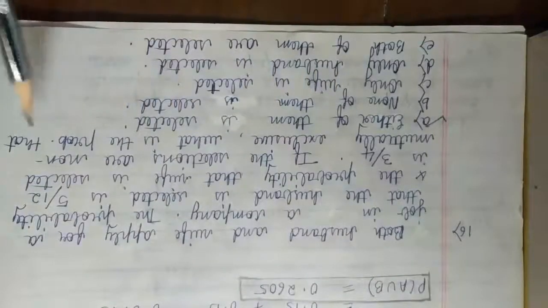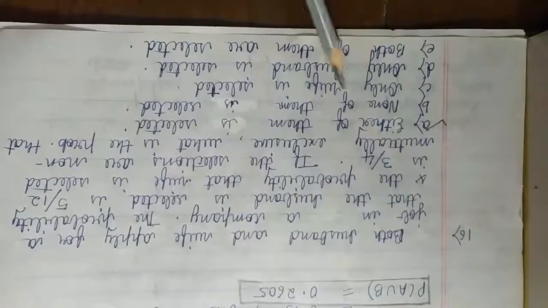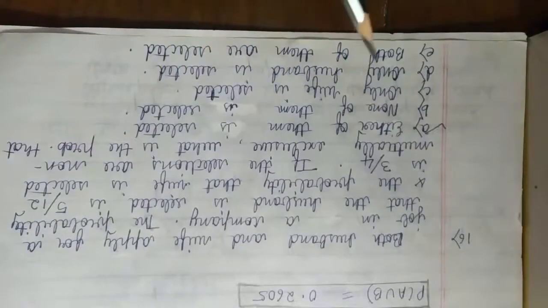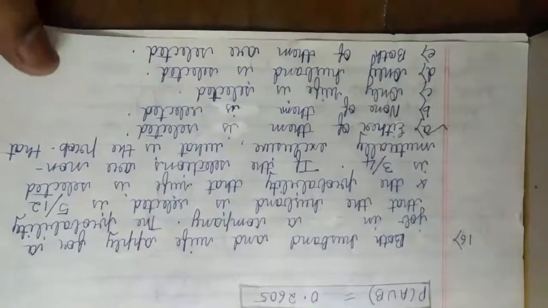What is the probability that either of them is selected? So any one of them is selected or both are selected. The other parts are: none of them is selected, only wife is selected, only husband is selected, both of them are selected. First we'll split them into two events. Event A, husband is selected. Event B, wife is selected. And let us see how this works.